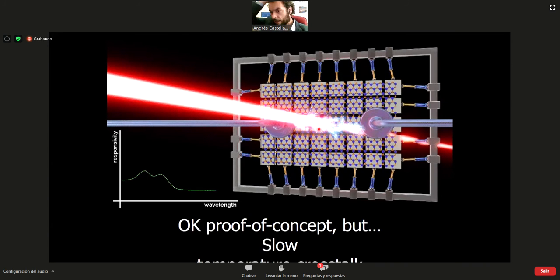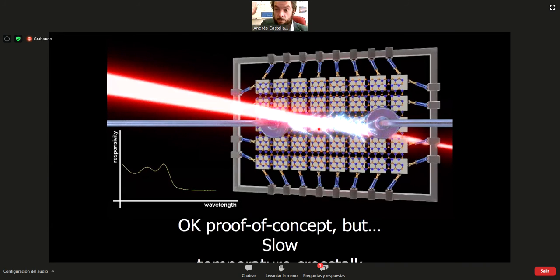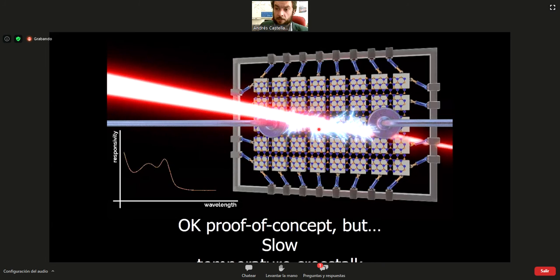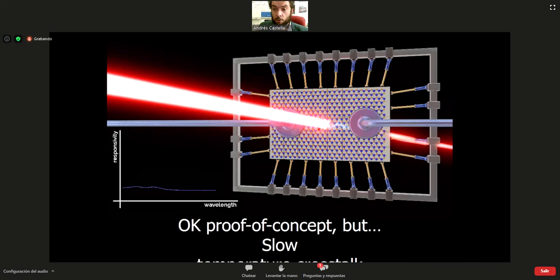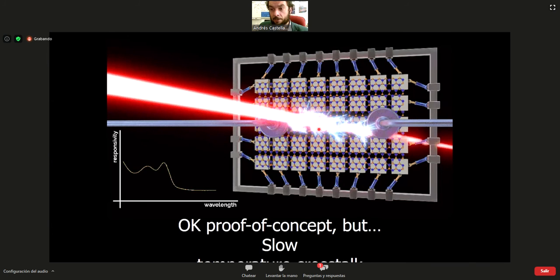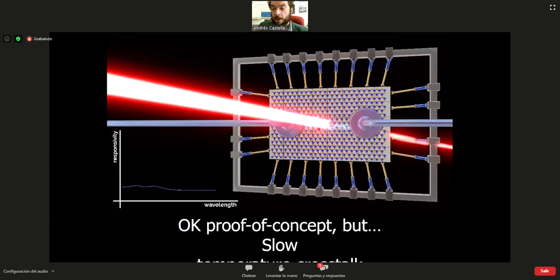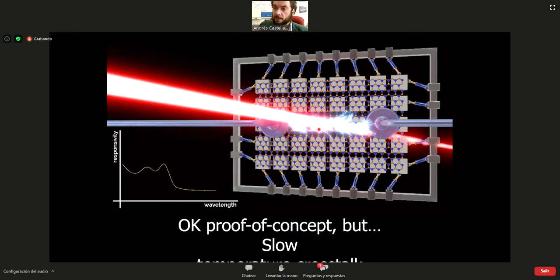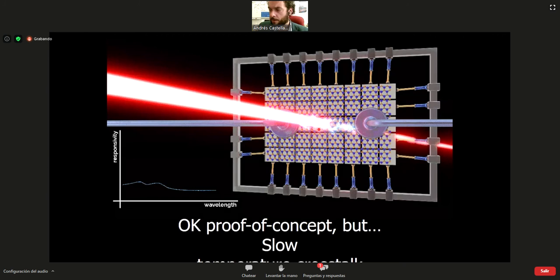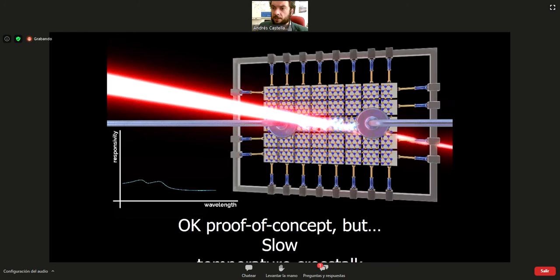So far, this is just a proof of concept, but there are some problems. Our photodetectors are slow, and right now we have some crosstalk because we have to change the temperature of our devices to change the strain. So we would like to ideally just change the strain without changing the temperature. So we are working on these two approaches in order to make them faster.